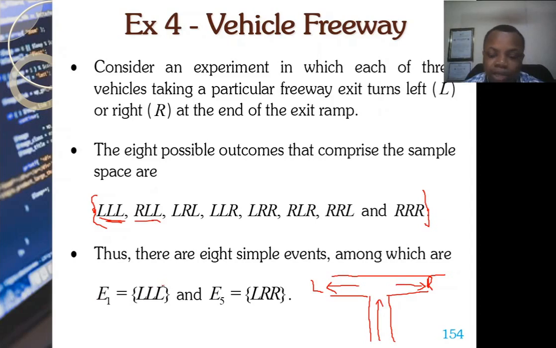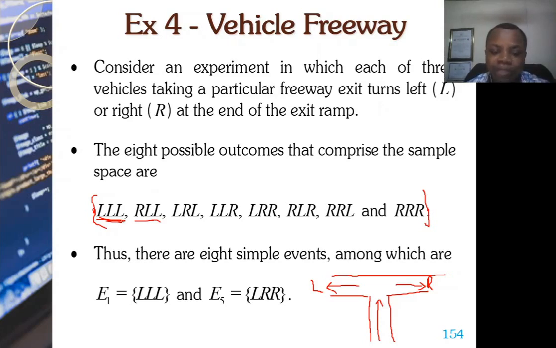That is a situation where all the three cars exit at the left turn. It means that for this to happen, it will be the only condition where all these three cars will be taking the left traffic. So once we have LLL in here, picking this one alone refers to a simple event.